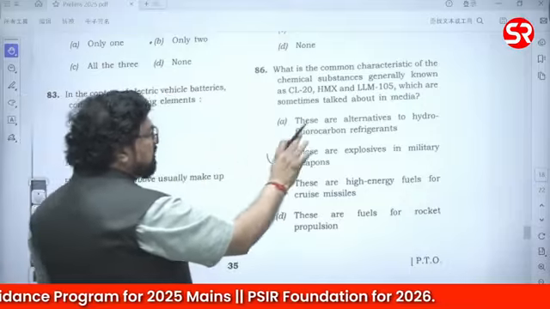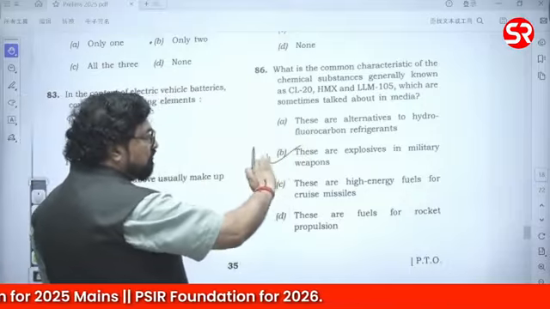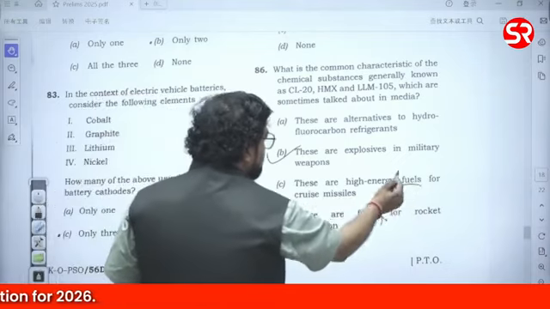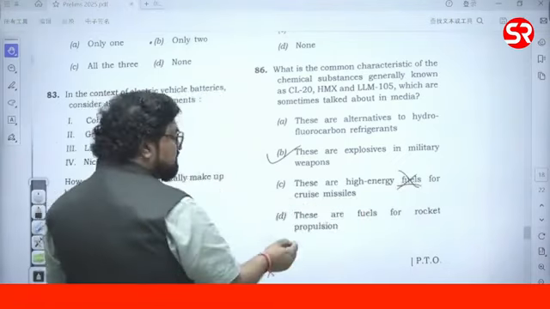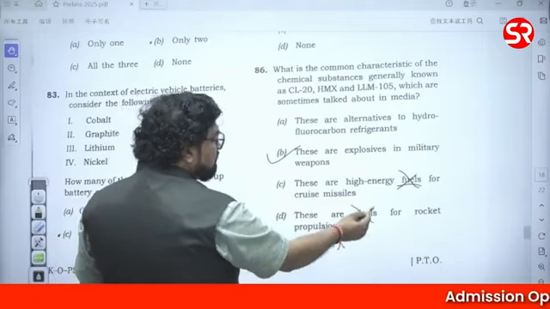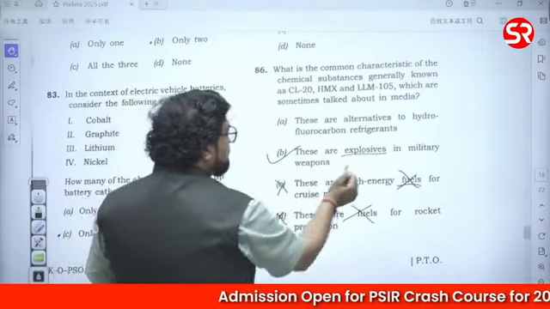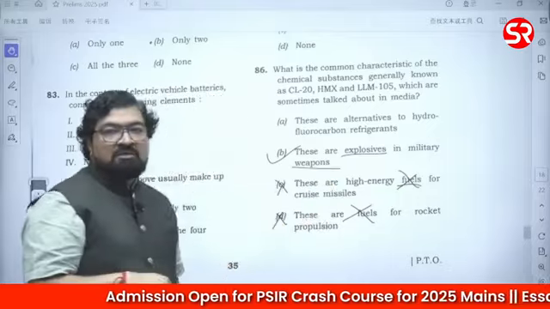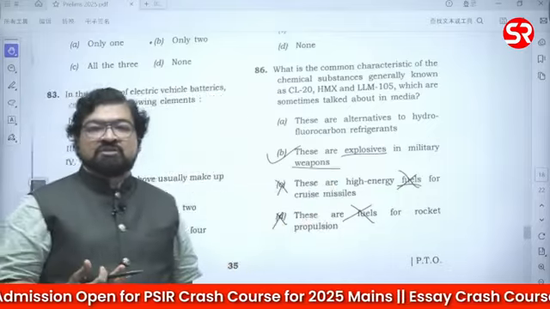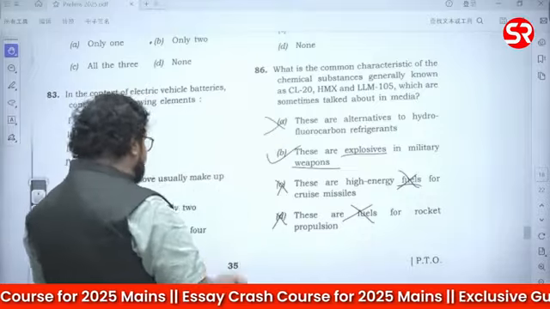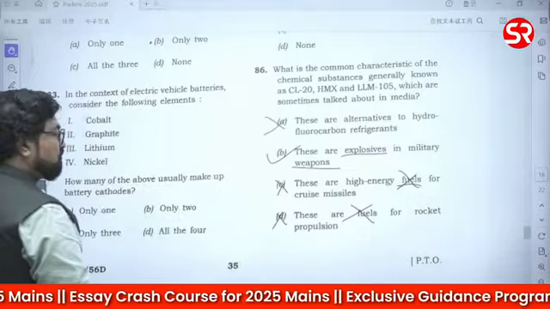So A is wrong. These are not alternative hydrofluorocarbon refrigerants. C is wrong. They're not high energy fuel. They're not fuel, right, for cruise missiles. These are not fuels for rocket propulsion. Wrong. It's not their fuels, but it's the explosives which are used in weapons like missiles and all. There we use it. So that is what comes, and not hydrofluorocarbon. So answer is B here. Let's go to the next question.